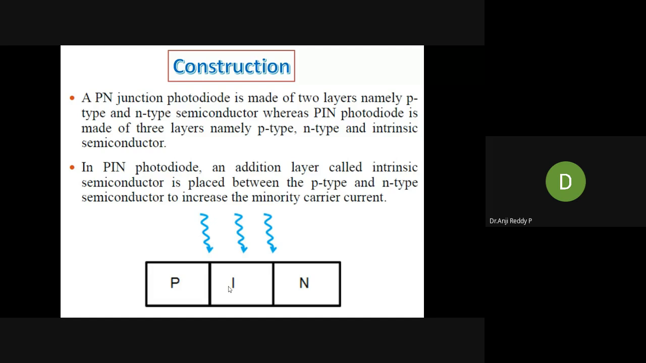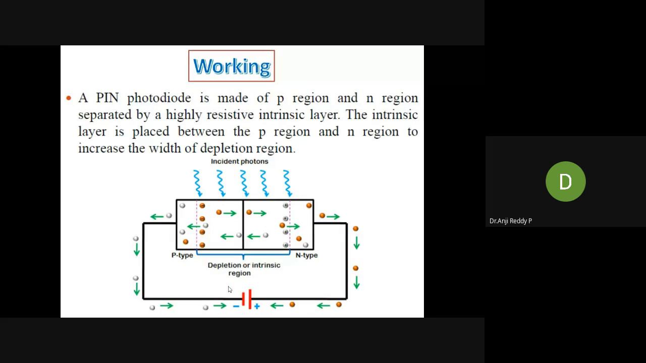Now we have to study about working in detail. Right. Now we will check about the working. You can observe the diagram in detail here. You can observe P-type region. This is a very small region we are looking at. N-type region. This is also very small. And in between we are having the depletion or intrinsic region.